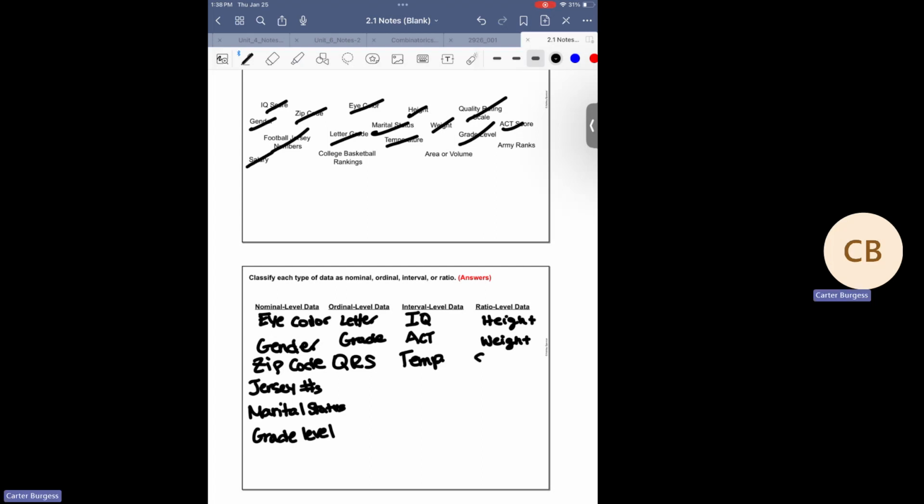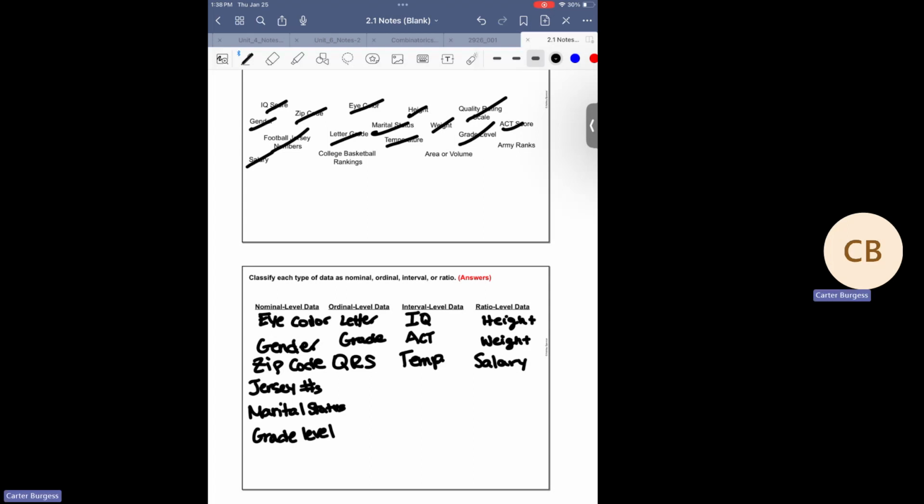Ratio, because what does it mean to have a salary of 0? That you have no money. Very good. College basketball rankings, like first pick, second pick, third pick.